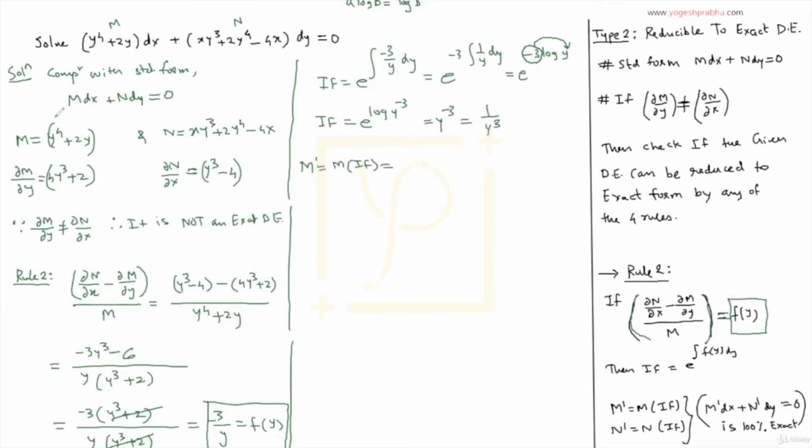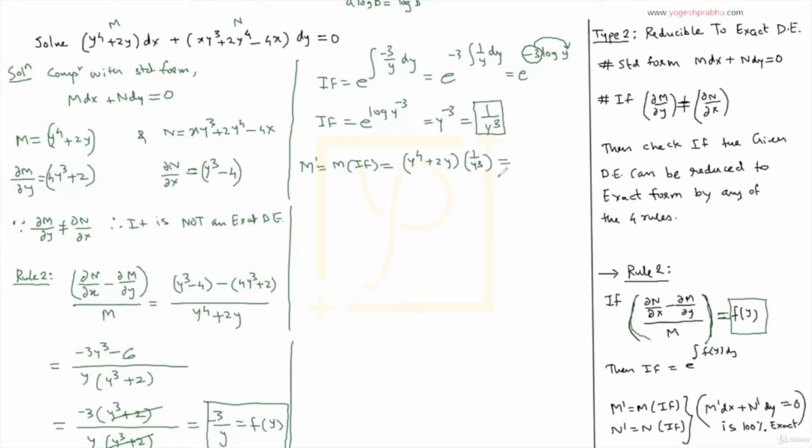The value of m I can find from here. This is y raised to 4 plus 2y. And then when I multiply by IF, what is the product? What if I multiply m with IF? It is going to be 1 upon y cube. This is the value of IF. The IF value is 1 upon y cube.